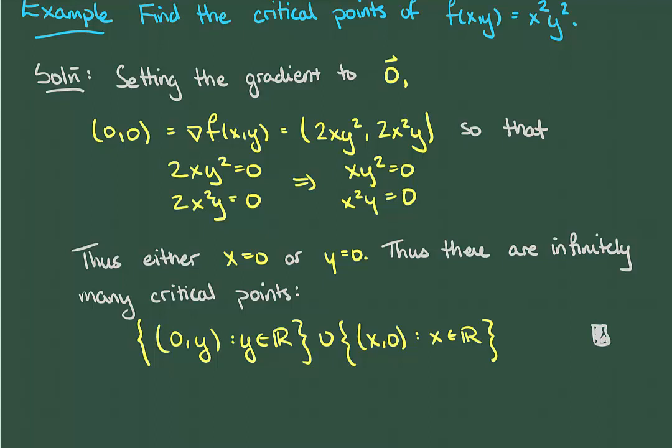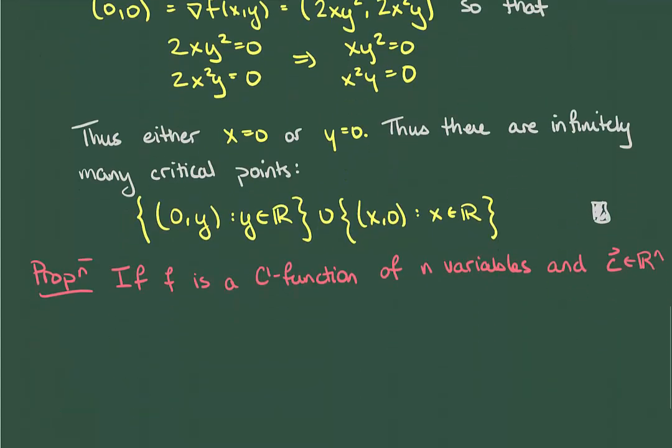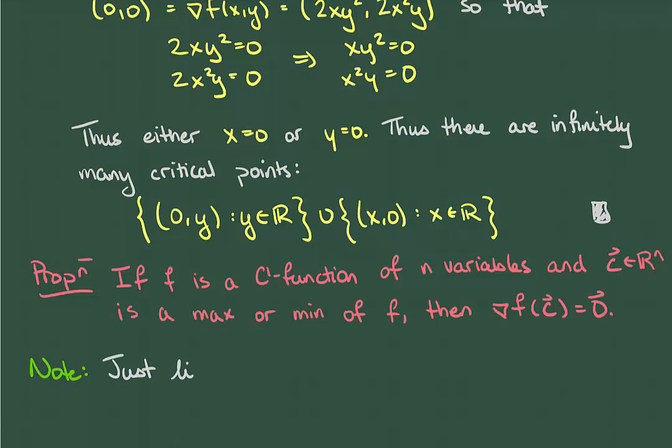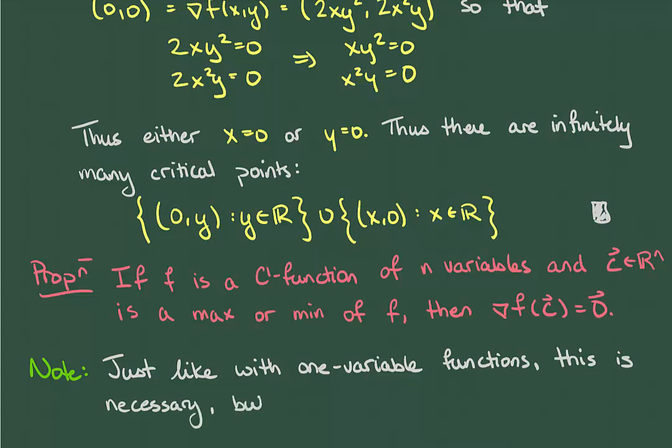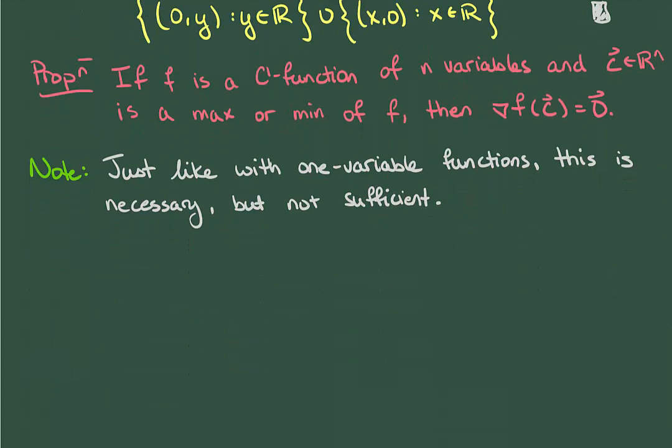So the whole point of doing this is that the same theorem we studied in one-variable calculus is true here as well. If f is a C1 function of n variables, and c is a max or min of f, then the gradient of f at c is 0. That is, c is a critical point of f. This gives us our strategy: compute the critical points, and check whether or not they are maxima or minima. But just like one-variable calculus, this is a necessary condition and not a sufficient condition. That is, every extremum is a critical point, but not every critical point is an extremum.